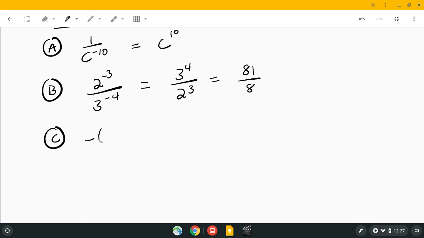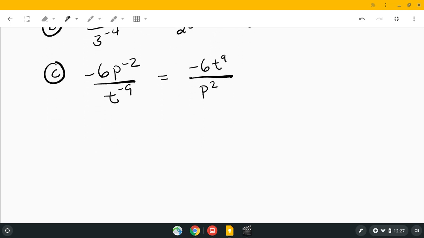And if I have this, negative 6, p to the negative 2, t to the negative 9. Okay, so the negative 6 is going to stay. The p squared will move, and the t to the 9th will move. Okay, so only the ones that have negative exponents will move. All right, so that's negative exponents.